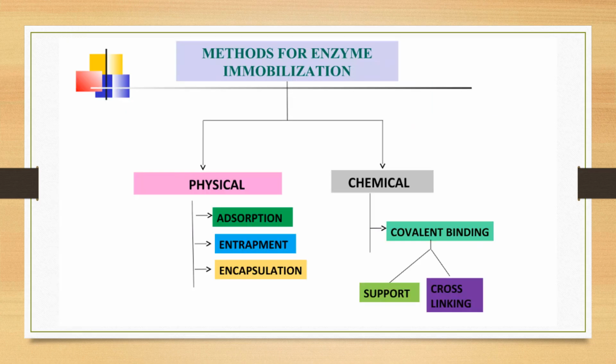Then coming to the methods. So there are two methods: physical methods and chemical methods. Physical methods usually include adsorption, entrapment, and encapsulation. Chemical methods mainly involve covalent binding. This covalent binding, either through support or cross-linking, is possible.